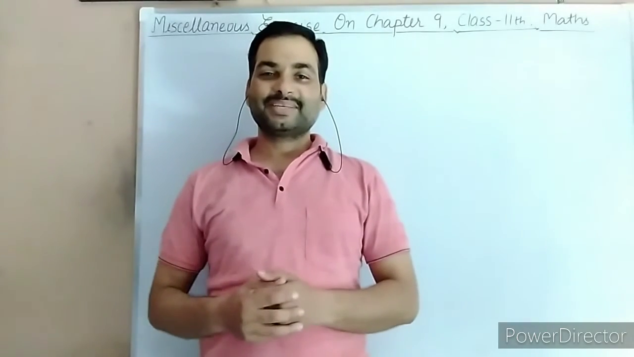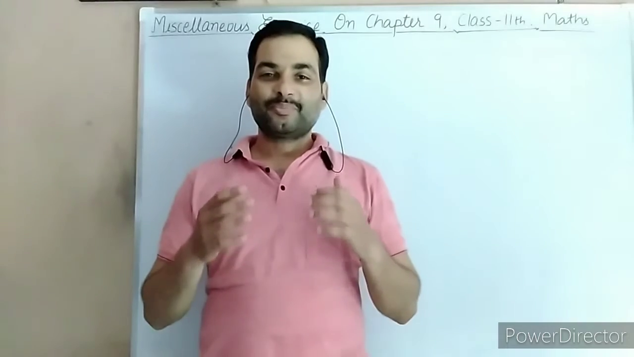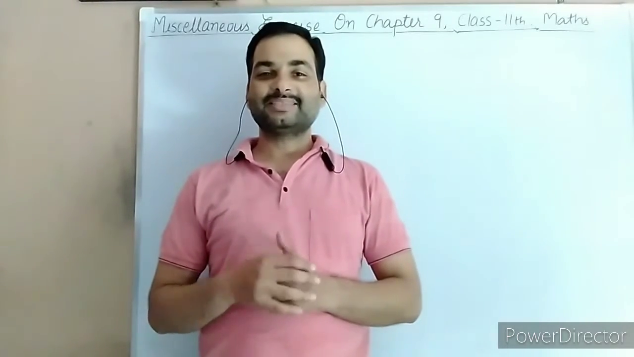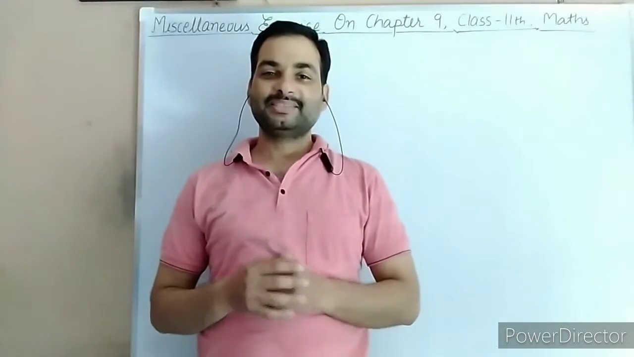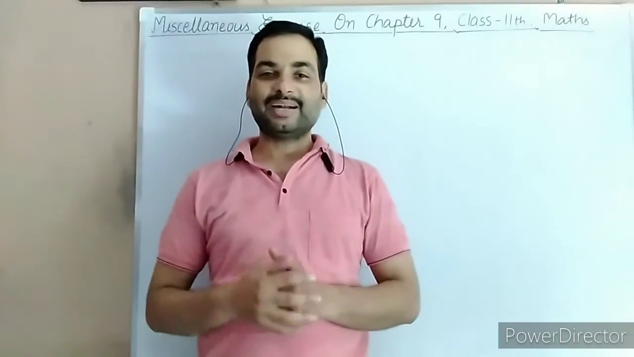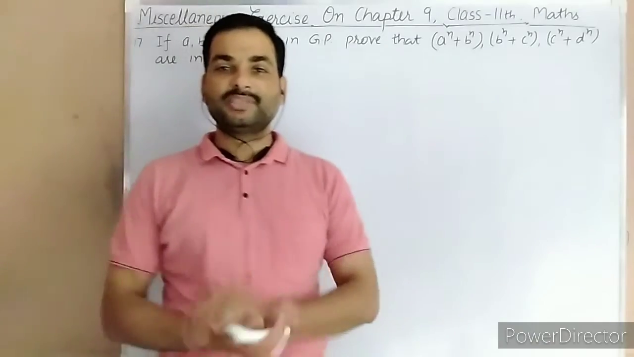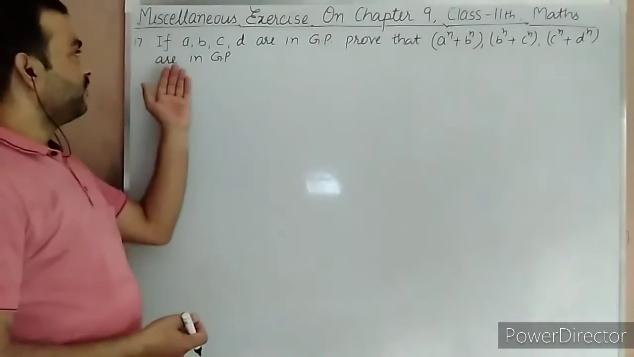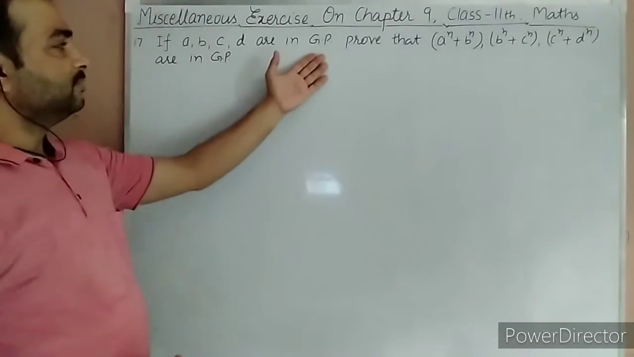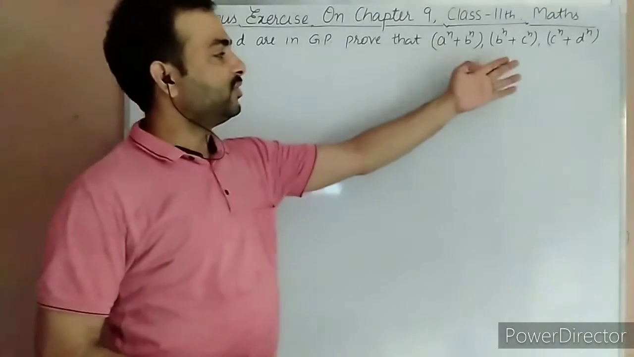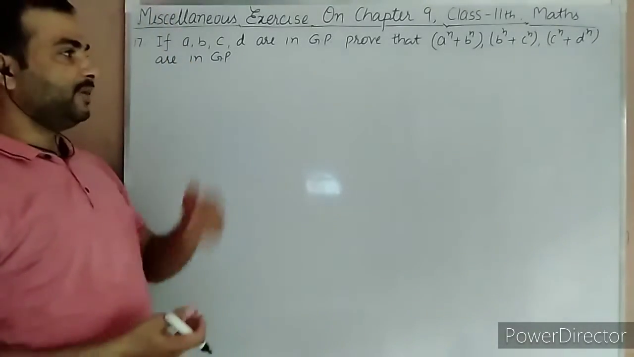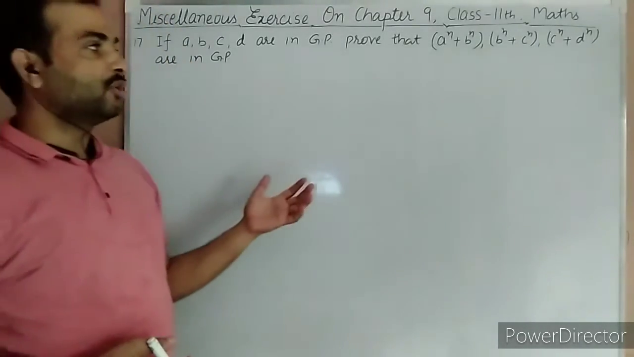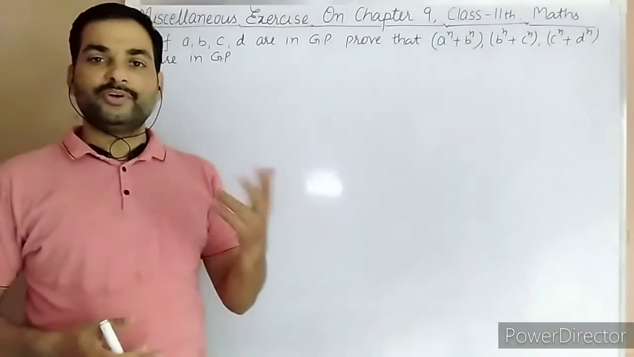Today I am going to discuss some problems of the miscellaneous exercise on chapter number 9, sequence and series. So let's discuss number 17. If A, B, C, D are in GP, prove that these three terms are in GP. We can solve this problem with two different methods.